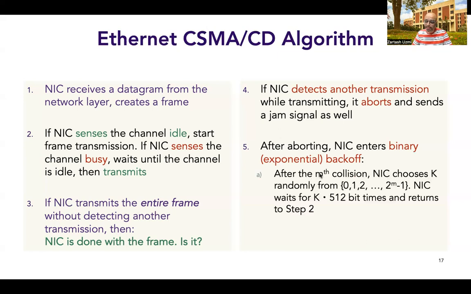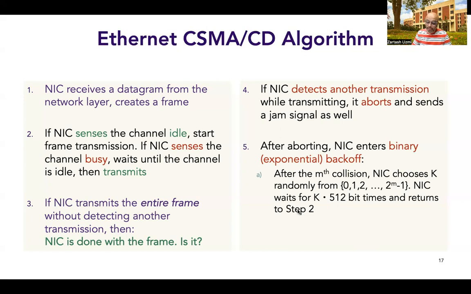So after the mth collision, you will choose a value k from this set 0, 1, 2, up to 2 to the power m minus 1, and you will wait k times 512 bit times and will return to step 2, where you are ready to transmit.